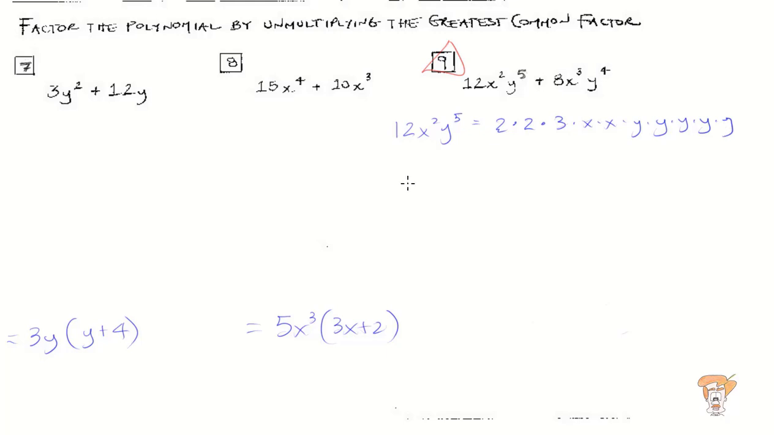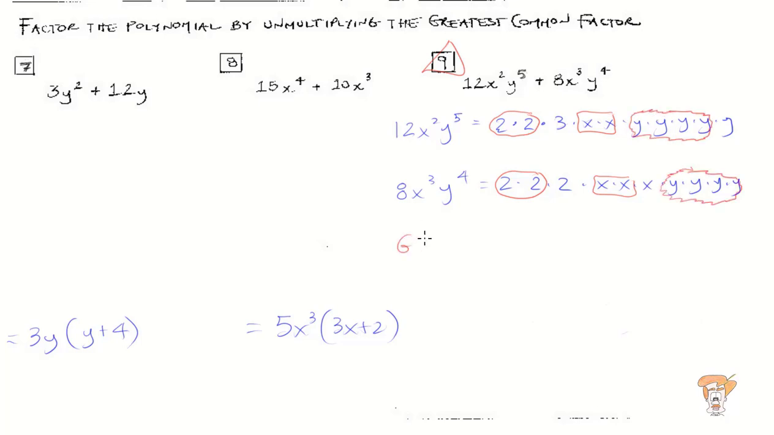The factors of 8x cubed y to the fourth are 2 times 2 times 2 times x times x times x times y times y times y times y. Let's identify the common factors. We have a pair of 2's in common, and we also have a pair of x's in common, and it also looks like we have 4 y's in common.